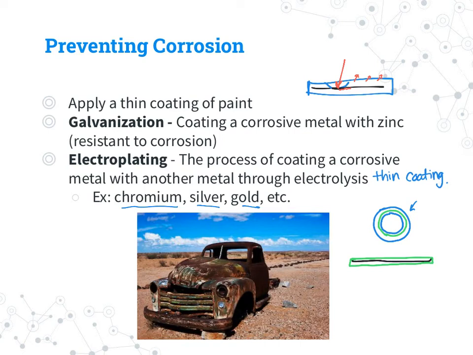So for instance, gold is very malleable, meaning that it can be crushed really easily. So oftentimes, some jewelry can be made out of a stronger metal underneath and then simply electroplated with gold to give it that color, yet we still have the strength of the metal underneath.